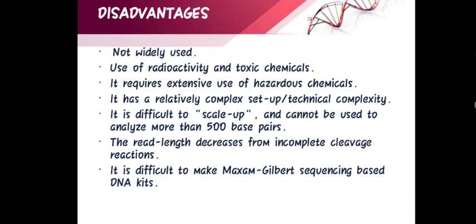The next I will be talking about is disadvantages. So it is not a widely used method. What we widely use is the Sanger sequencing method. Then it is difficult to make kits based on this principle. Then it requires extensive use of hazardous chemicals, like I mentioned before. The read length decreases from incomplete cleavage reactions. We are using radioactive and toxic chemicals here, and it is difficult to scale up this process and it cannot be used to analyze more than 500 base pairs.